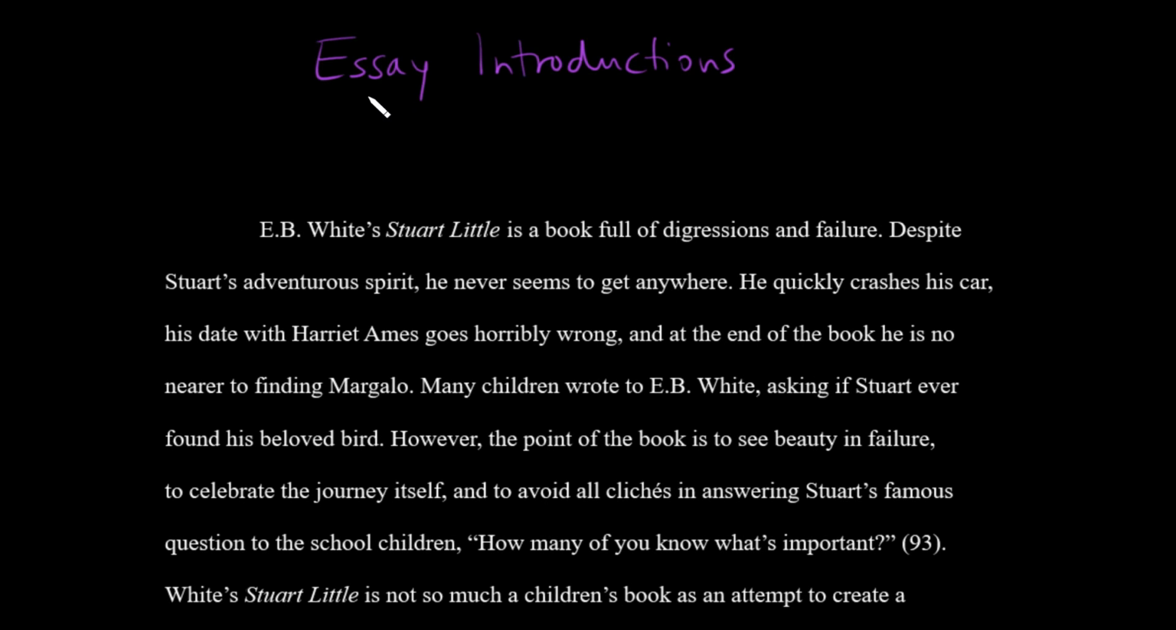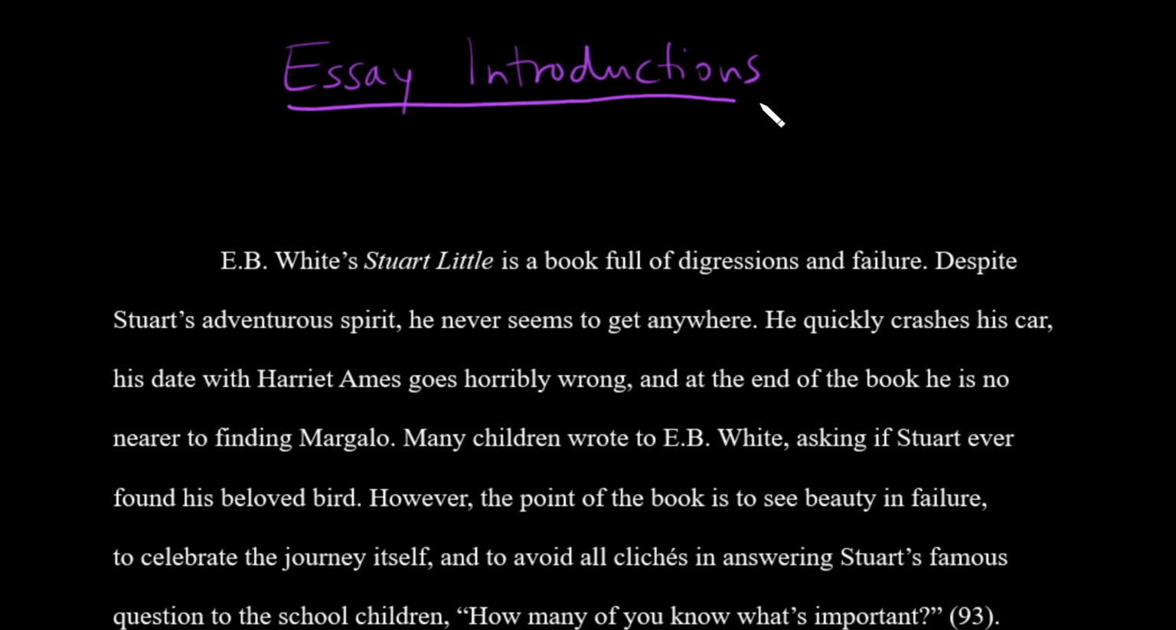Let's talk about how you can write an effective essay introduction. And the first thing to note here is that you might not actually write your introduction at the very beginning. It may take you a while as you develop your essay to figure out what you're saying, what your thesis is going to be. And because of that, I tend to suggest to people that they actually start elsewhere in their paper, that they start with what they know.